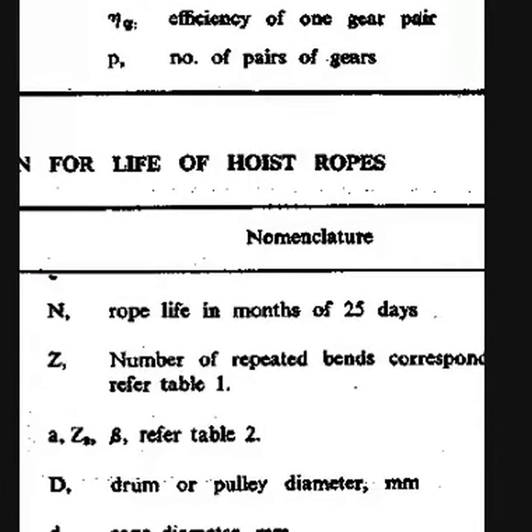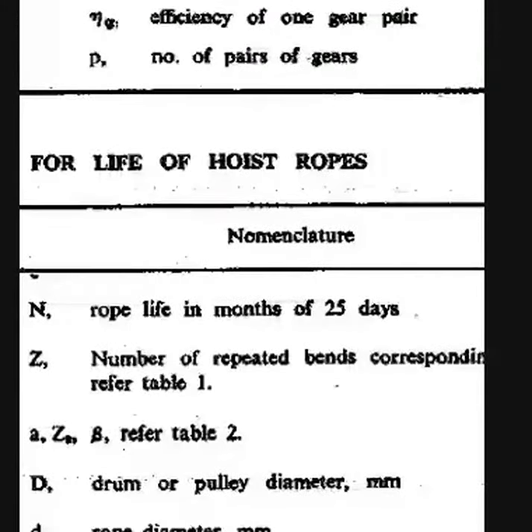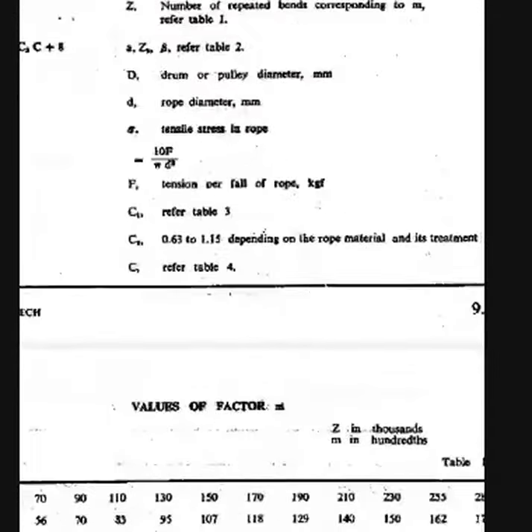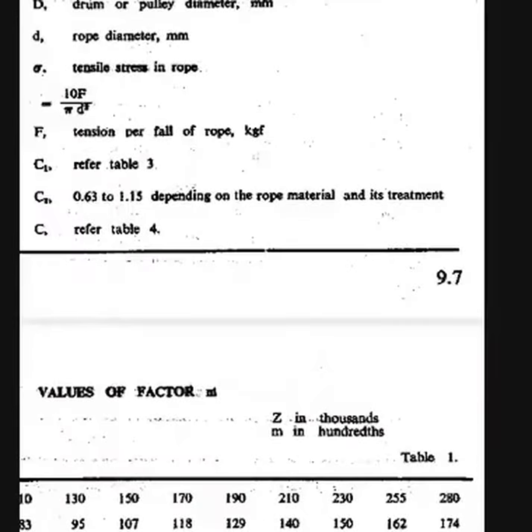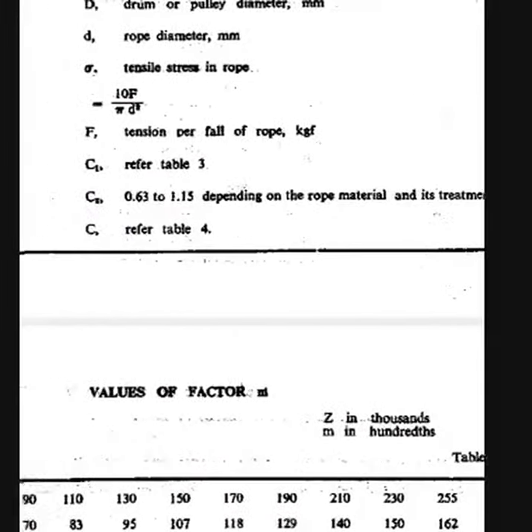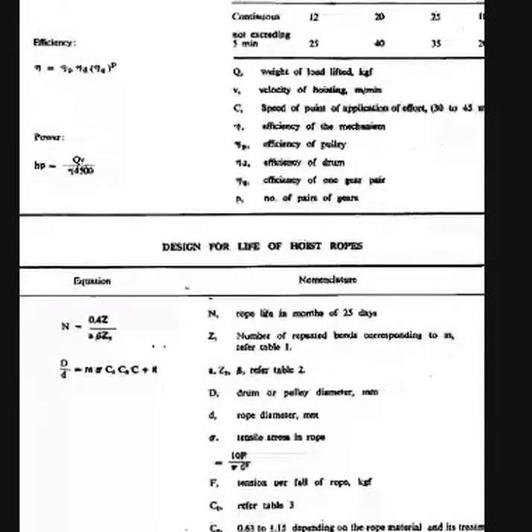What do you mean by Z? Number of repeated bends corresponding to M. Refer table 1, he is saying. So let us go to table 1. This is our table 1. Z and M. What is Z? Z in 1000, M in 100. So what is M, what is Z? We have to identify first. What will M be, what will Z be, we have to identify that. Okay. So we need to calculate either M first or Z first.